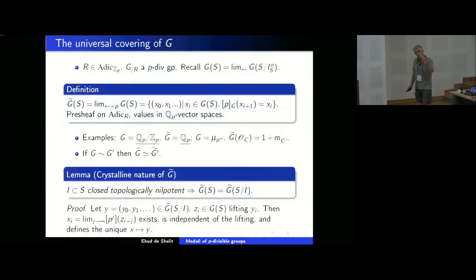And now comes a rather easy lemma, but which is crucial for all that we will be doing. This is what I call the crystalline nature of G tilde, without talking about crystals in this setup. And this is that if you have a closed, topologically nilpotent ideal I, then G tilde doesn't change at all. G tilde of S and G tilde of the reduction is the same group. So there's an obvious map, which is the reduction mod I, but this map is one-to-one.